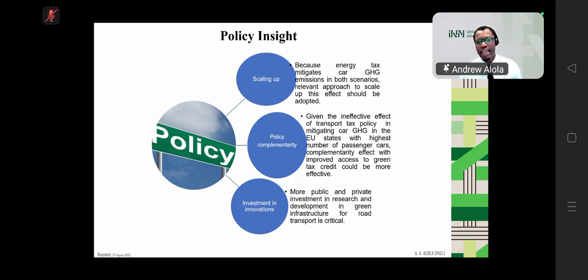So if that is the case, what decision makers should do further is to scale up how these impacts will be complemented. Scale up in the sense that there should be an increase in awareness. People should be made to buy into the idea of transiting from fossil fuel to renewable energy or clean energy across sectors. But in this case, we are talking about the road transport sector, the passenger car.